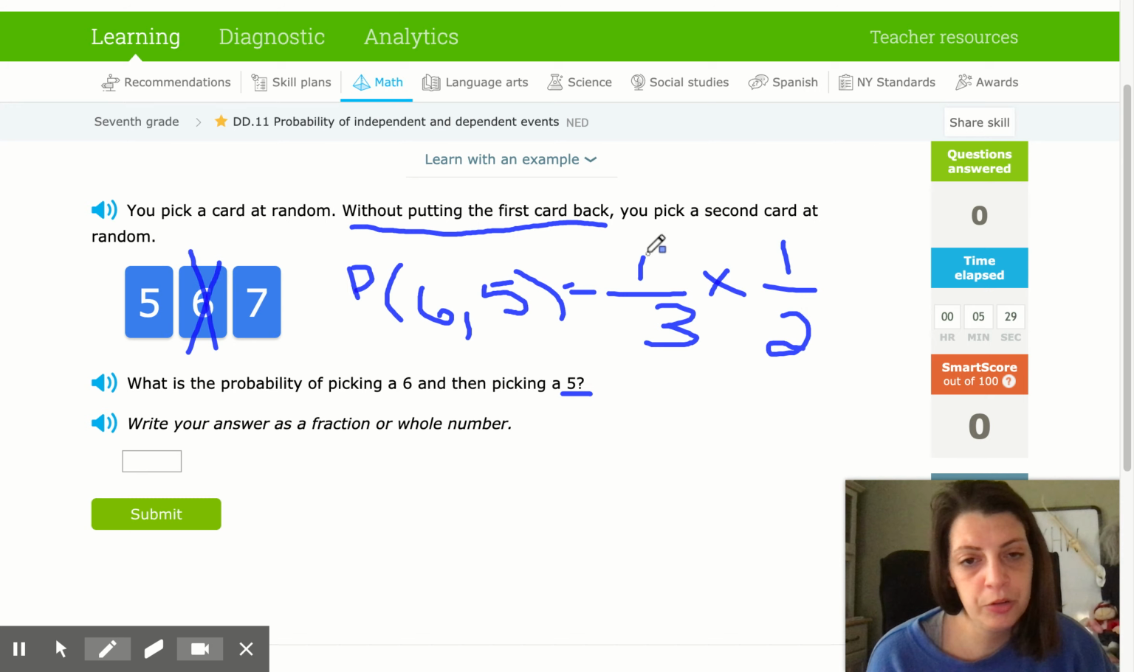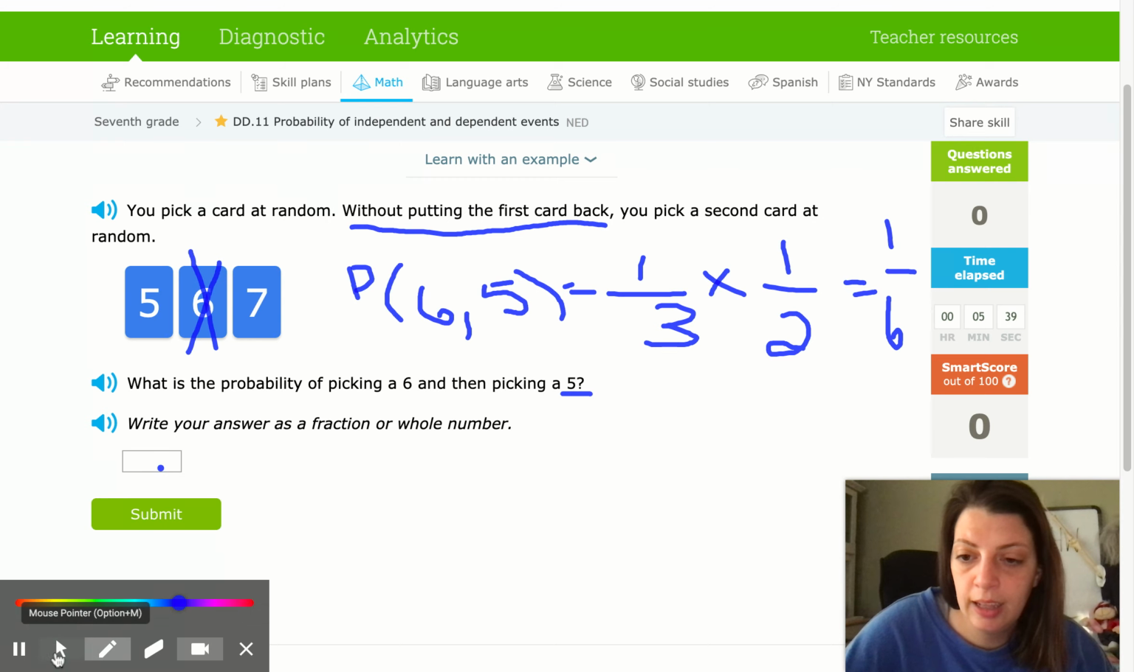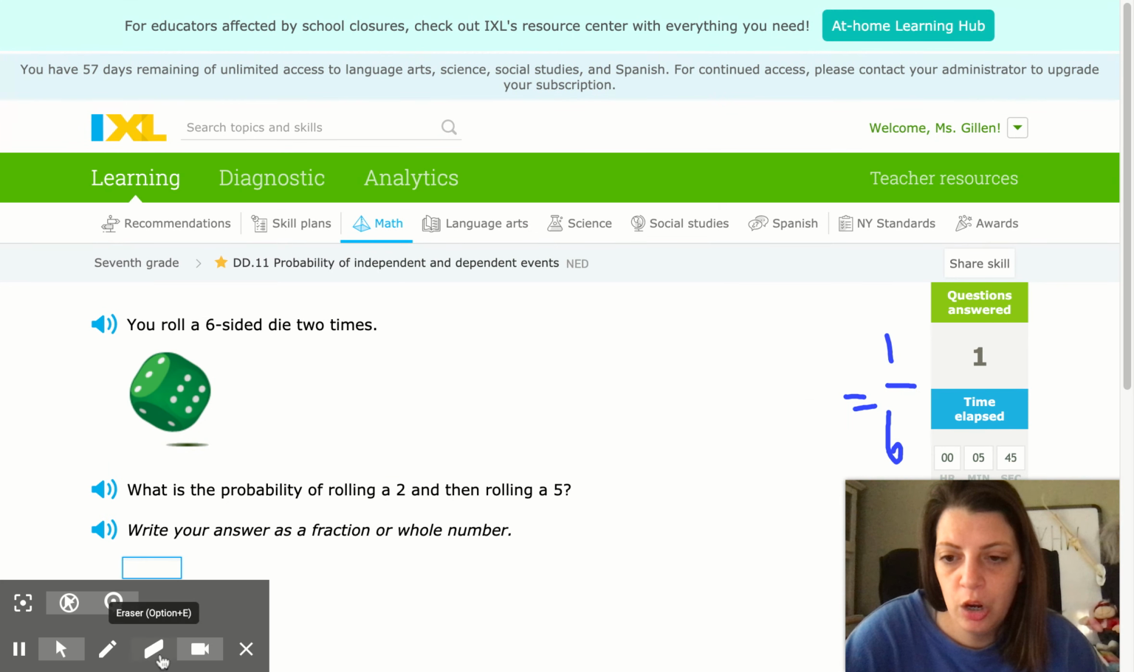And you should be able to do this multiplication pretty quick. 3 times 2 is 6. Okay, 1 out of 6. Yay! Okay.